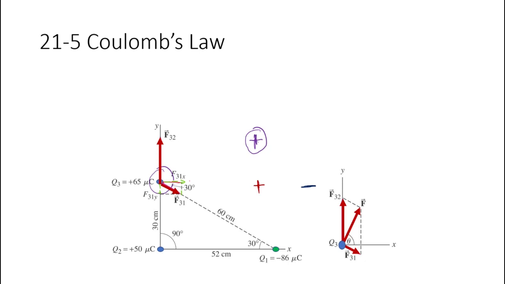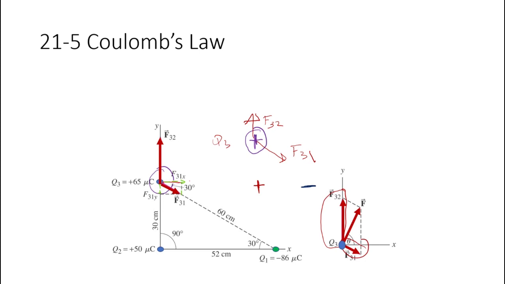What do we see? Q3, we just look at what is done to it, because this is the one we study. Now what is done to it? This one we're pushing it away. It will be F32. What does this one do? Pulling it toward it. F31. Clear? This is why you see these two vectors, F32 and F31.